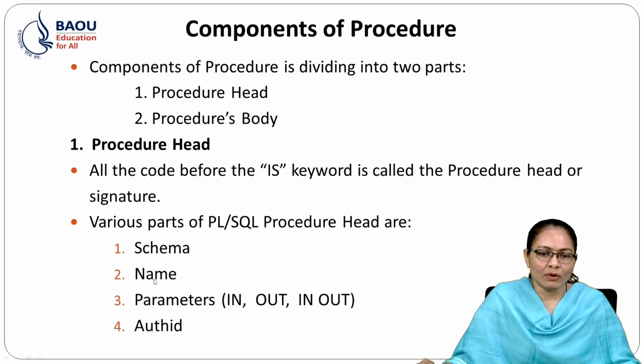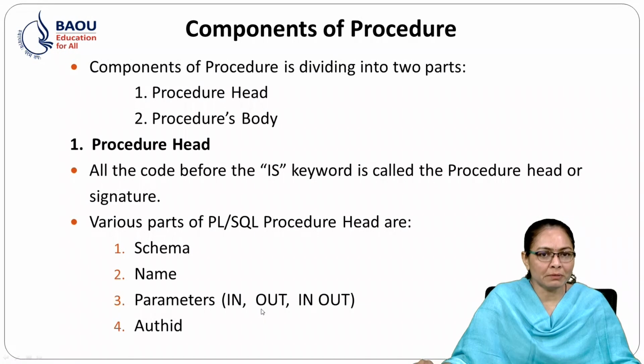Now, what is the name? The name parameter defines the name of the procedure. It should be meaningful. And then the parameter. We already saw the parameters are optional. The PL/SQL procedure may require passing and receiving values from the procedure execution statement. There are three types of passing parameters: first is IN, then OUT, and then IN OUT.